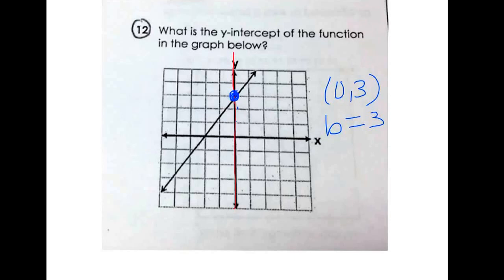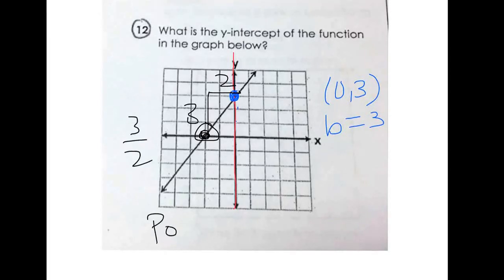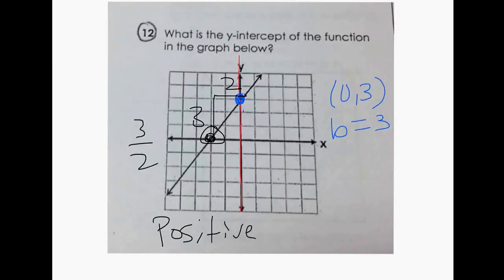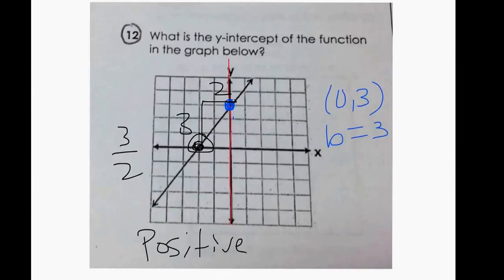Okay, and you could be asked all different kinds of questions. You could be asked the x-intercept. The x-intercept is there. You could be asked the slope, up 3 over 2. So 3 over 2. So you could be asked a lot of different things. You could be asked about what type of slope. It's, of course, a positive slope. So there are many different things you could be asked on this type of question.